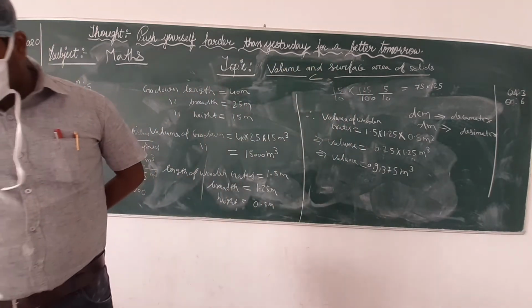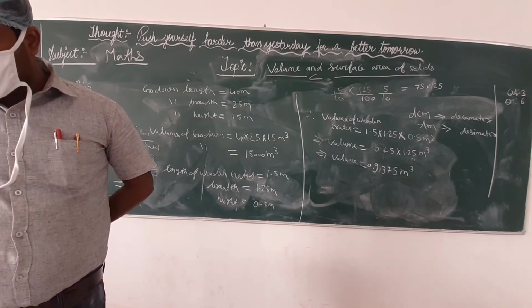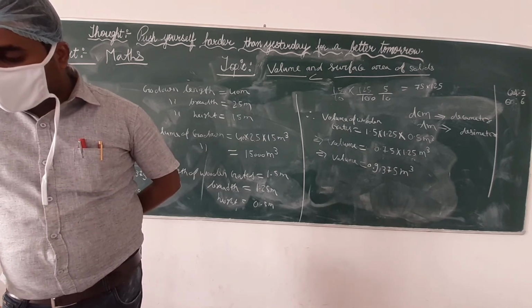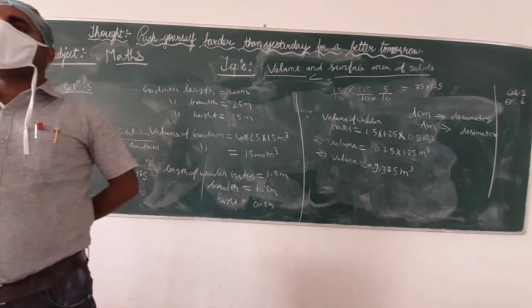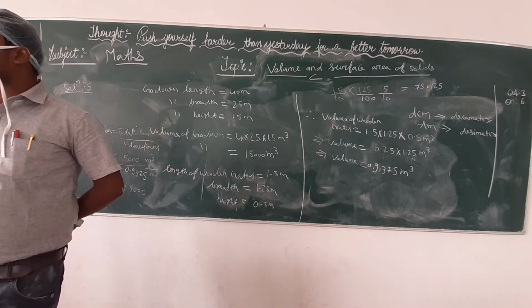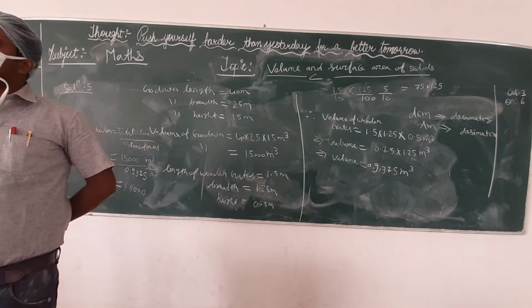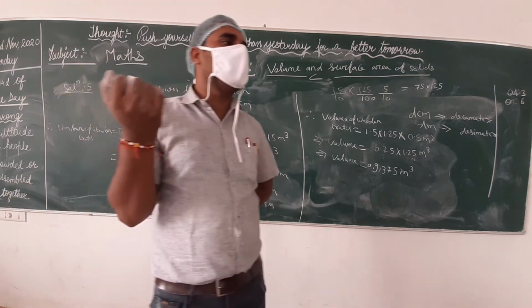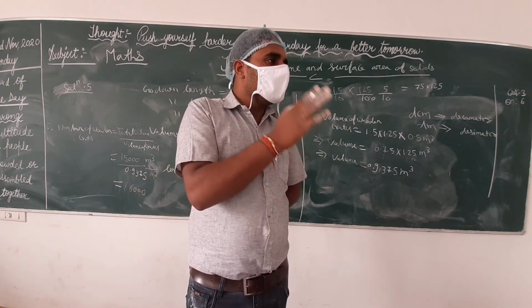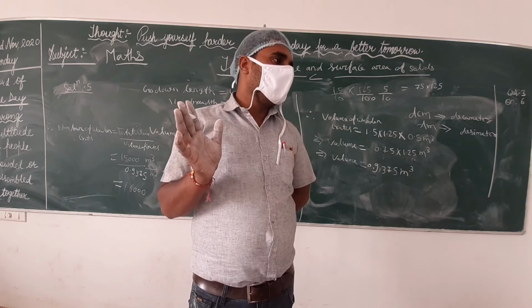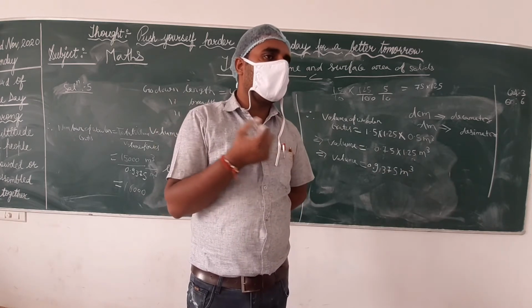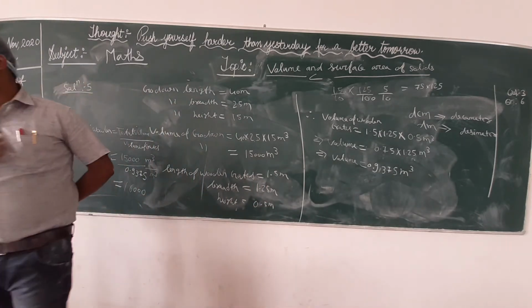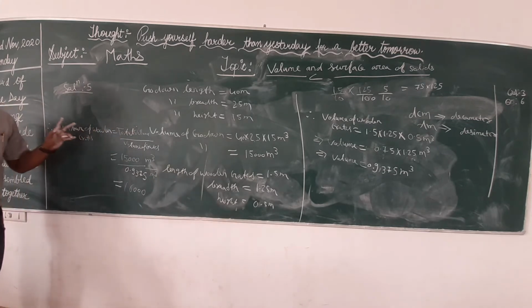See question number 7. How many bricks will be required to construct a wall 8 meter long, 6 meter high and 25.7 centimeter thick? You see that the third quantity is given in centimeter. So first we have to convert all the units to meter or to centimeter. Two are given in meter and the third one in centimeter, so you have to convert the third one to meter. Okay. Write the solution in your class copy. Okay.